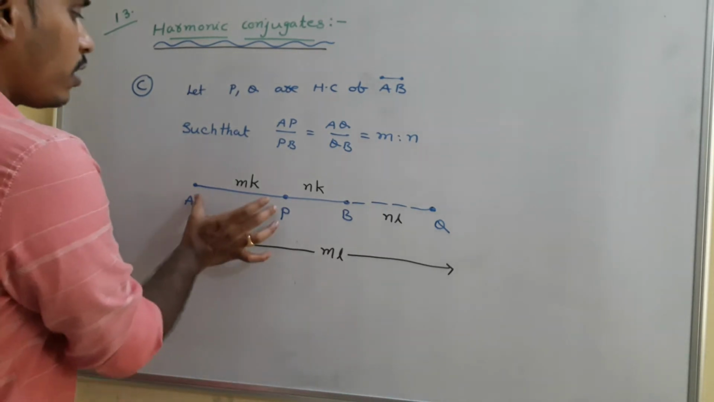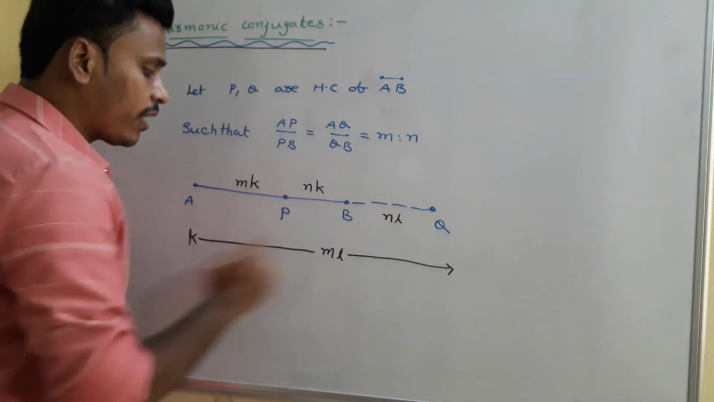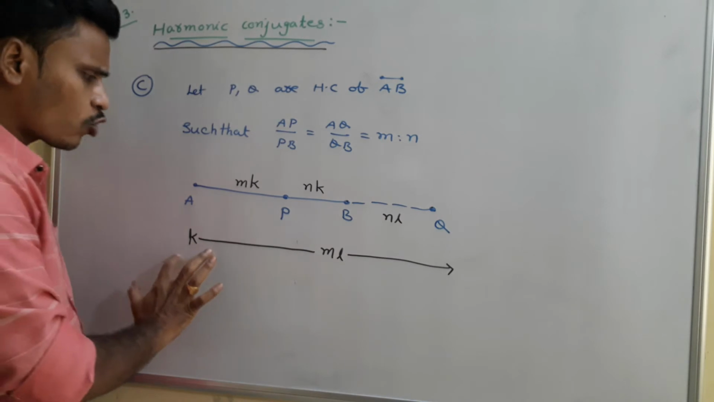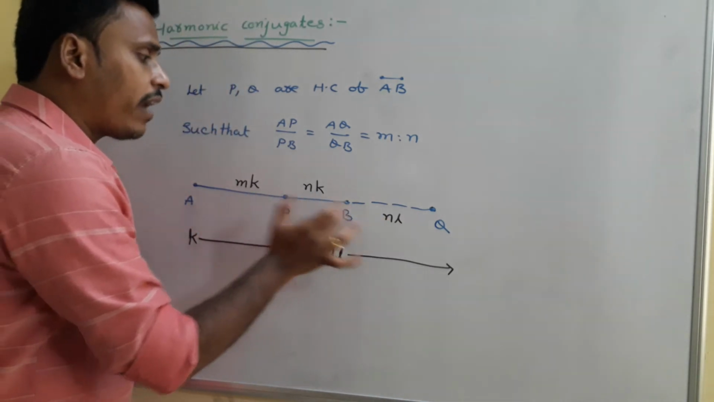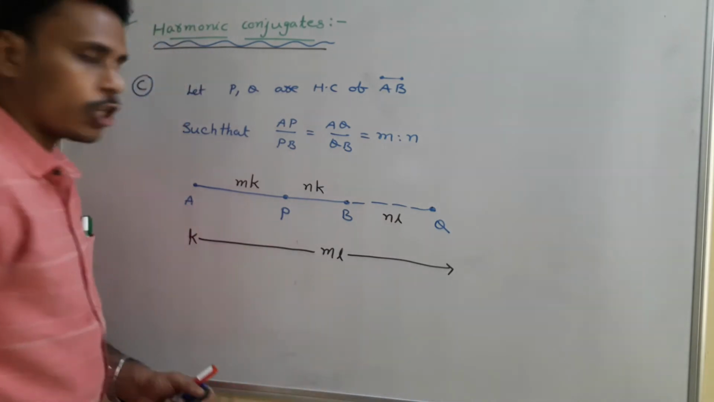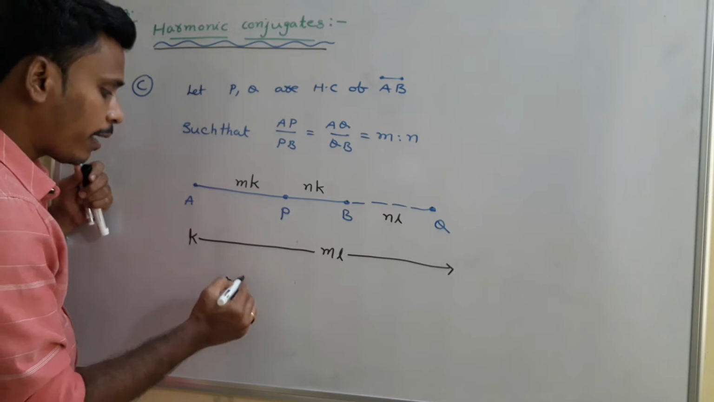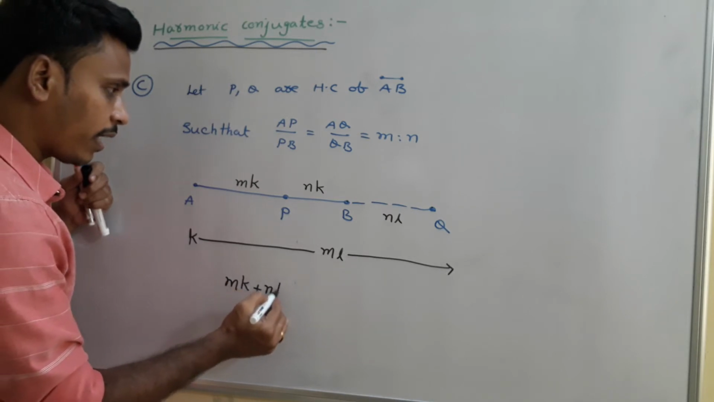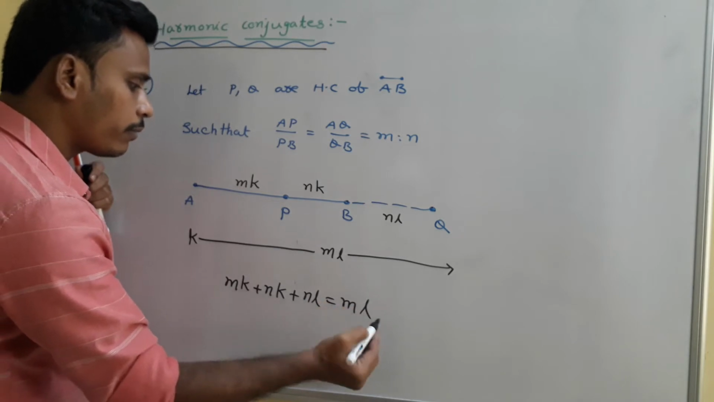So now this length you are taking as MK and we are treating this as NK. This is NL, and the total length is ML. See, this total length is ML: MK, NK, NL. If you add these three, it must equal the total length, right? So from that idea, what I note here is MK plus NK plus NL is equal to ML.